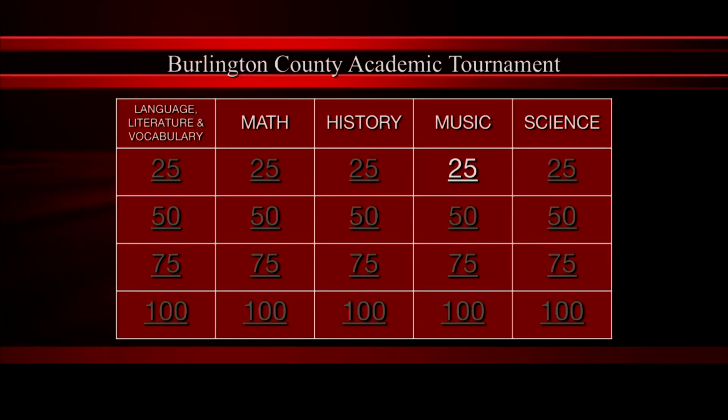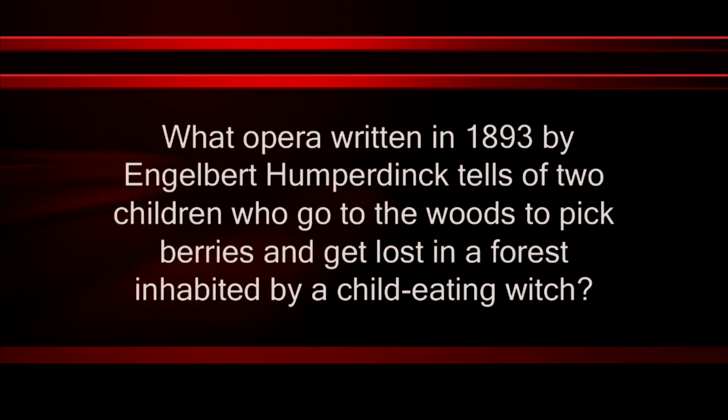All right, so Cherokee, your last question. I guess it's music for 25, right? Yes. Let's see what it says. What opera written in 1893 by Engelbert Humperdinck tells of two children who go to the woods to pick berries and get lost in a forest inhabited by a child-eating witch? Hansel and Gretel. Hansel and Gretel is correct.